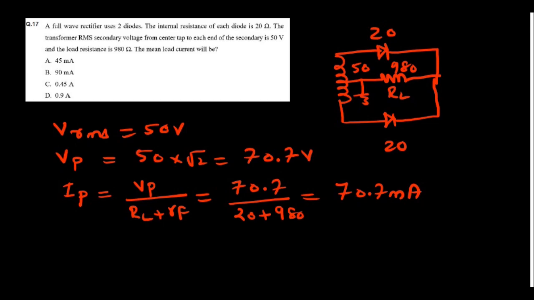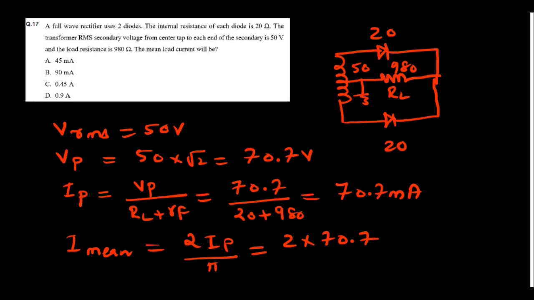This is the peak load current. What is the mean load current? I mean equals 2 times the I peak upon pi, similar to the output voltage of the rectifier. So only DC current is flowing to the load. So it is 2 multiplied by 70.7 upon pi, 3.141. You will get 45 milliamps. So 45 milliamps is the right answer.